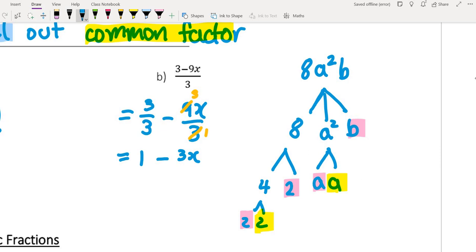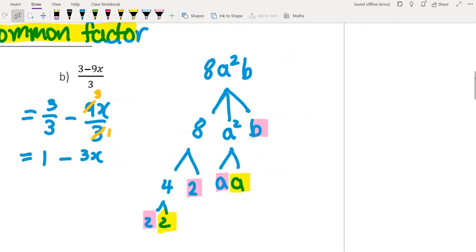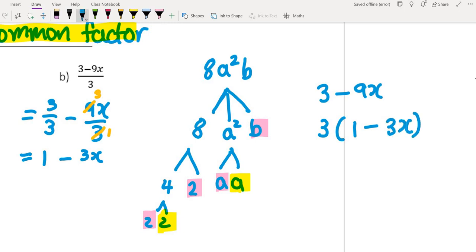Or if you don't like doing it this way, you can factorize the top. So we want to factorize 3 minus 9x. Right away you can see 3 is in common, so you can write it as 3 times (1 minus 3x). That's the factorized version. And if we consider the bottom, these two cancel out, so all we're left with is this bit here, which is the same as the one here. So you can do it either way, whatever is easier for you in your brain.